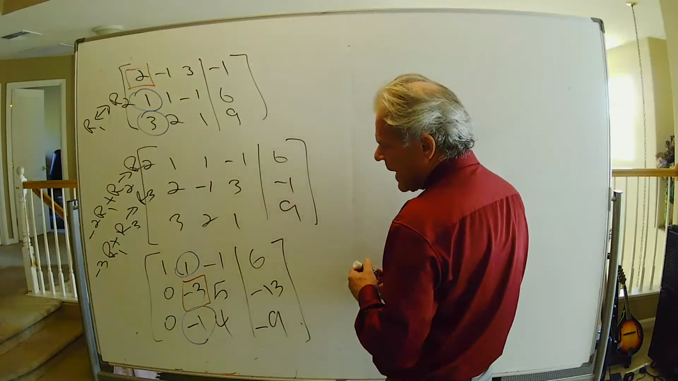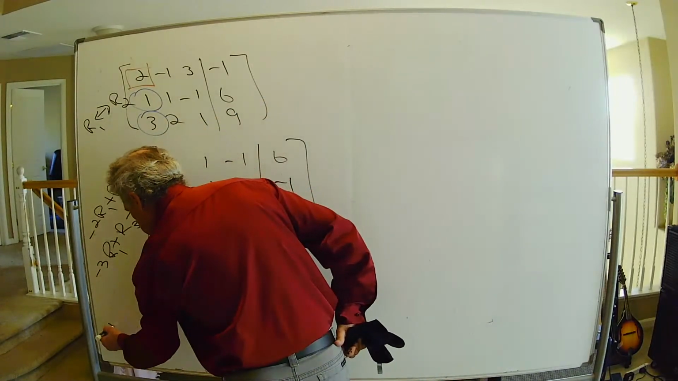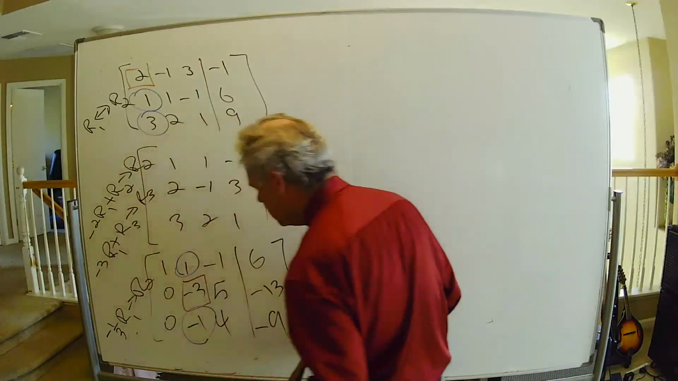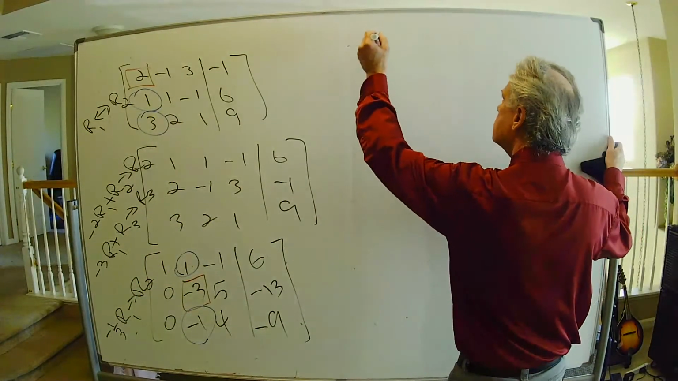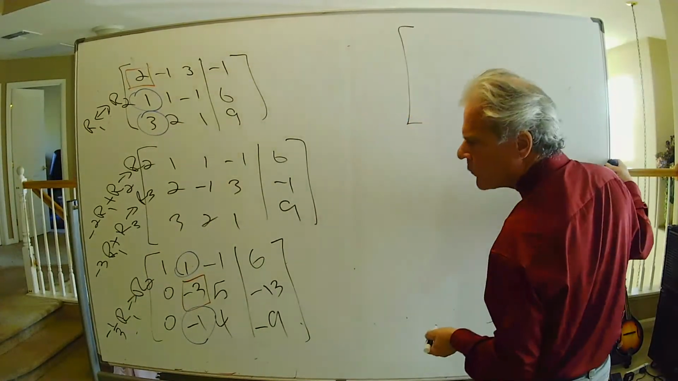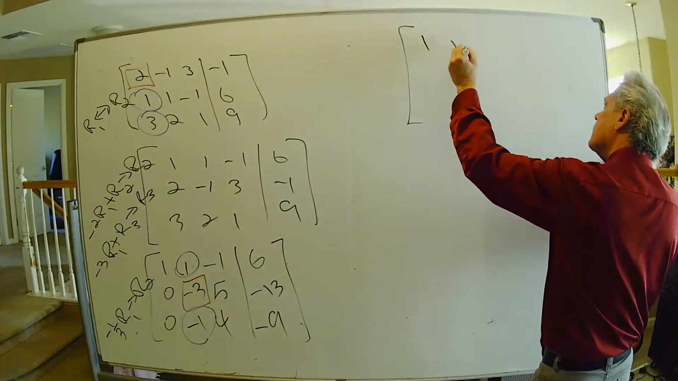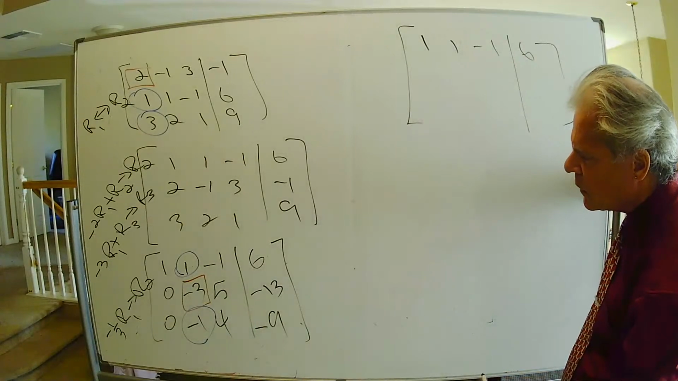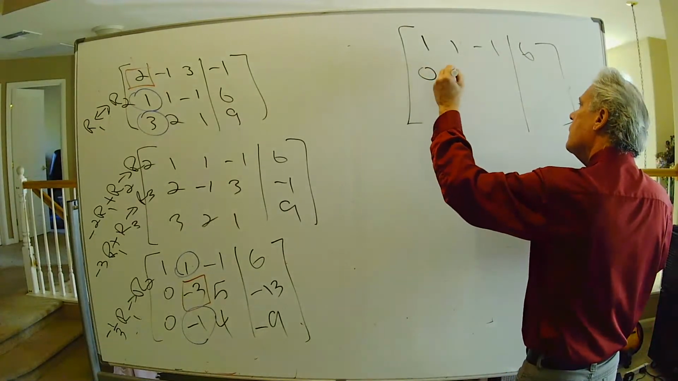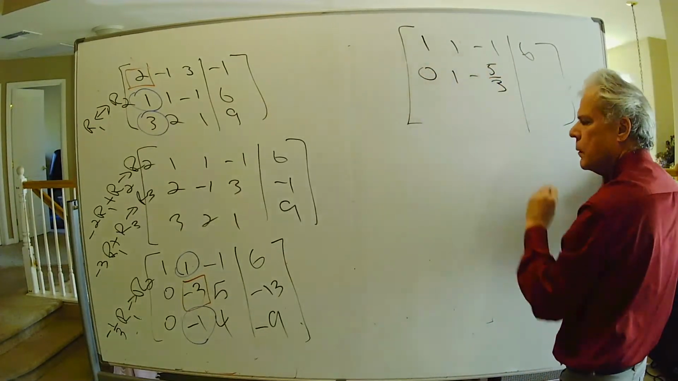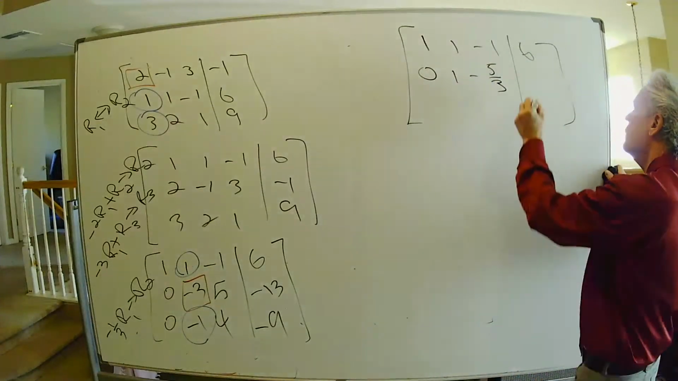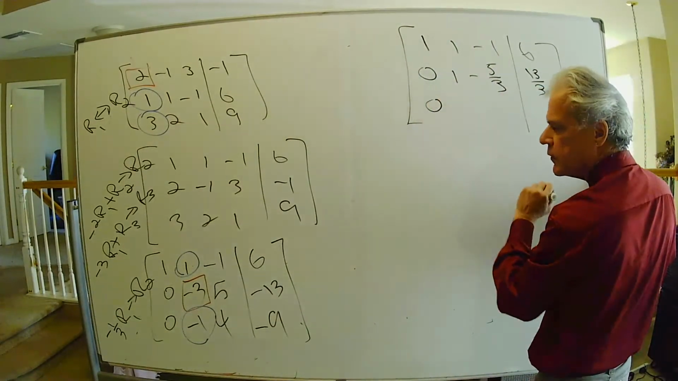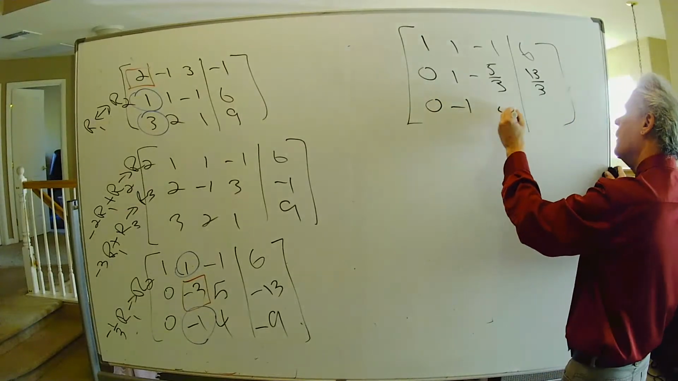So in order to take that red action, how about if we just take negative 1/3 times the second row and use the results as our new second row? So is that going to give us this? So 1, 1, negative 1, 6. Is that a 0, 1, negative 5/3? Is that a 13/3? And my third row doesn't change yet.